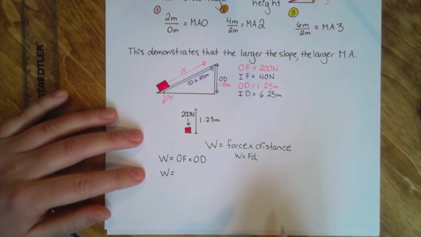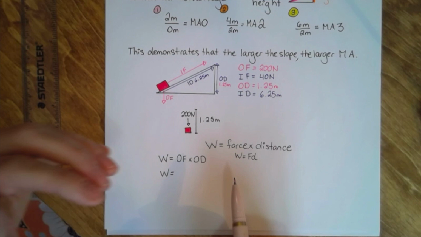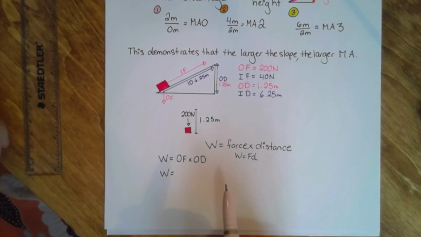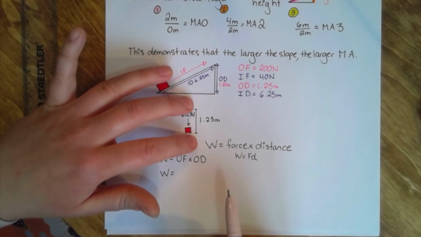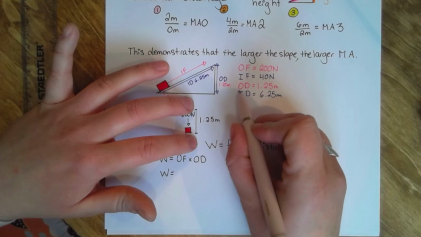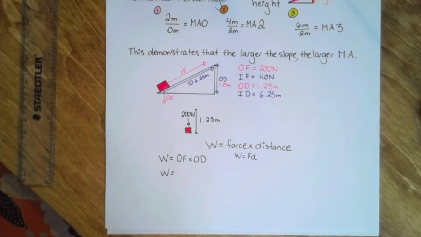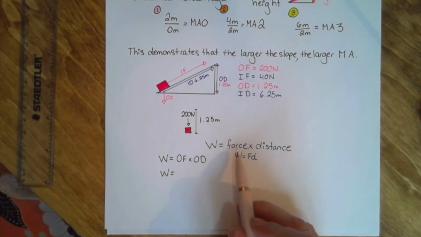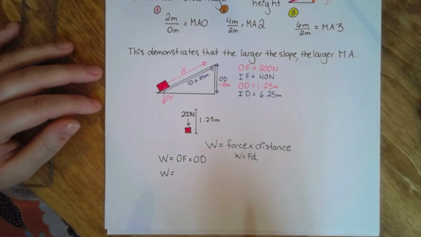So we're starting off with the work of our output force. So I've done this example. What happens if we just took this box and lifted it directly up the 1.25 distance? And that's our output distance, and you can see that right here on my example. So how we're going to calculate our work is by multiplying the force times the distance. So we have our output force and our output distance.